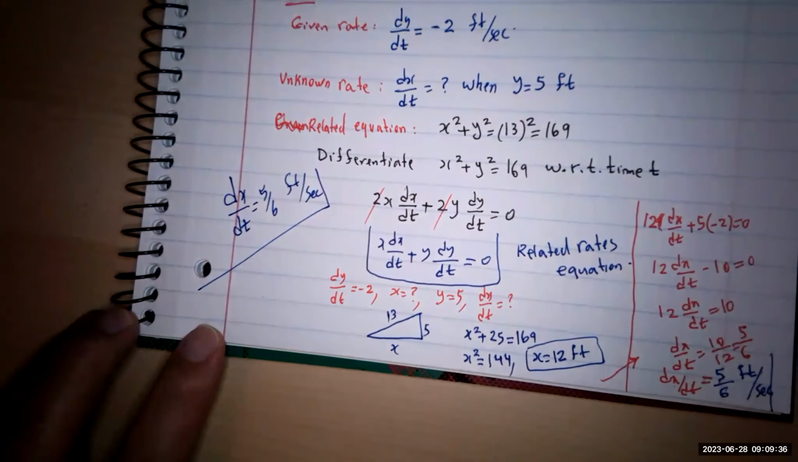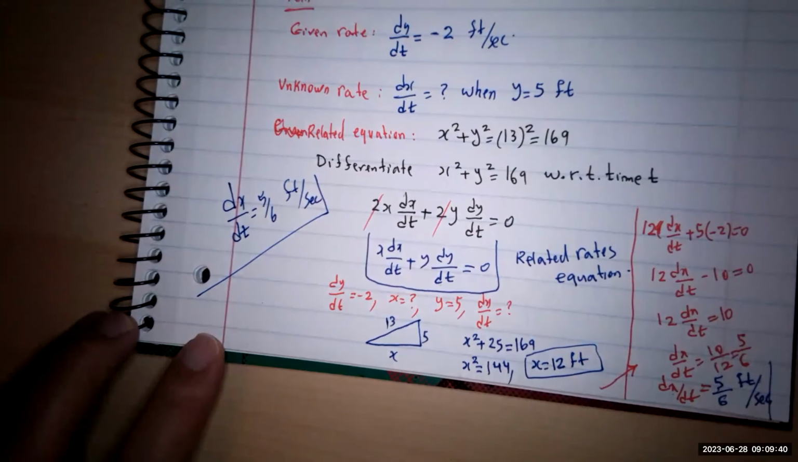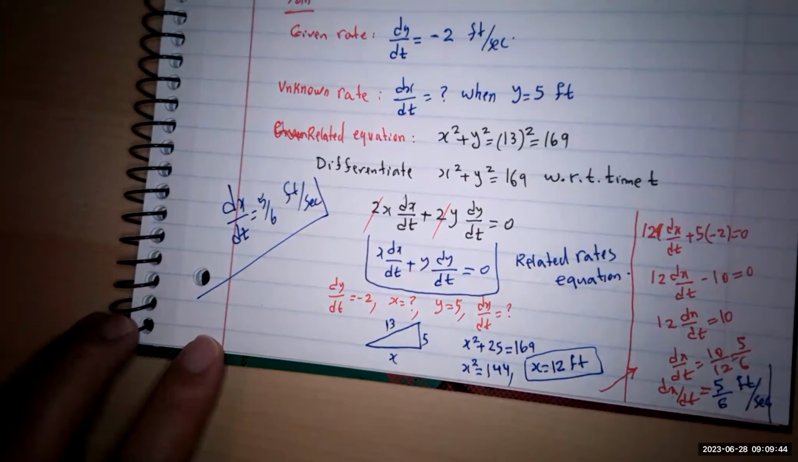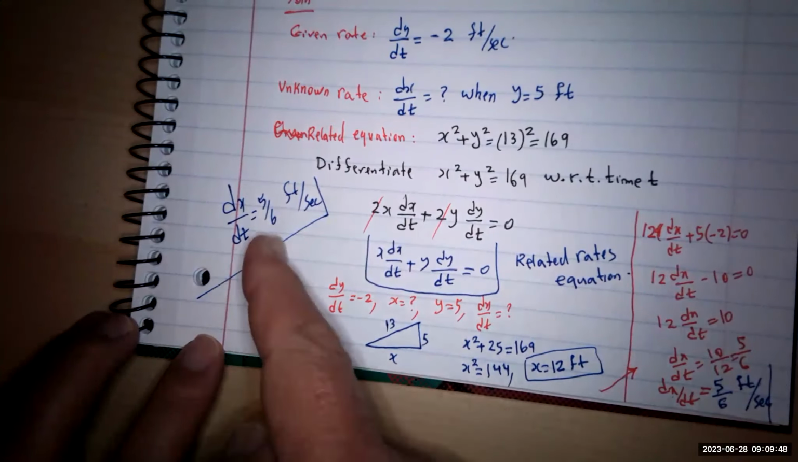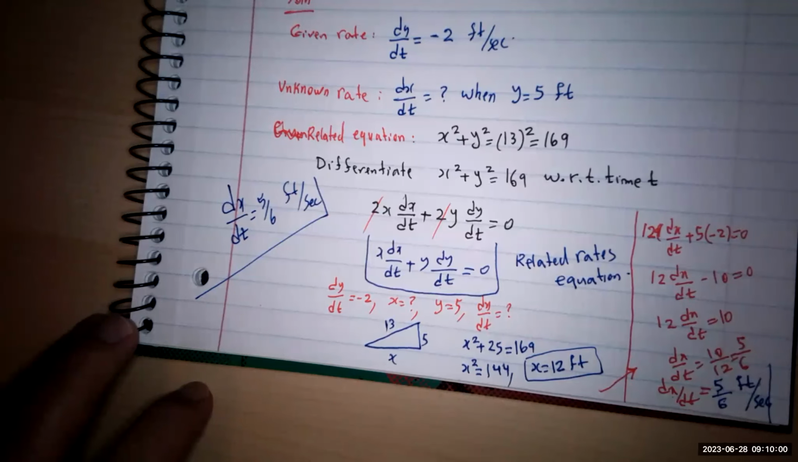So if the top of the ladder drops down at the rate of 2 feet per second, then the bottom of the ladder will move away at the speed of 5/6 feet per second. You can use your calculator to get the decimal result. Any question? As you can see, it's a very nice problem. You have to pay attention, but it's a very unique problem.